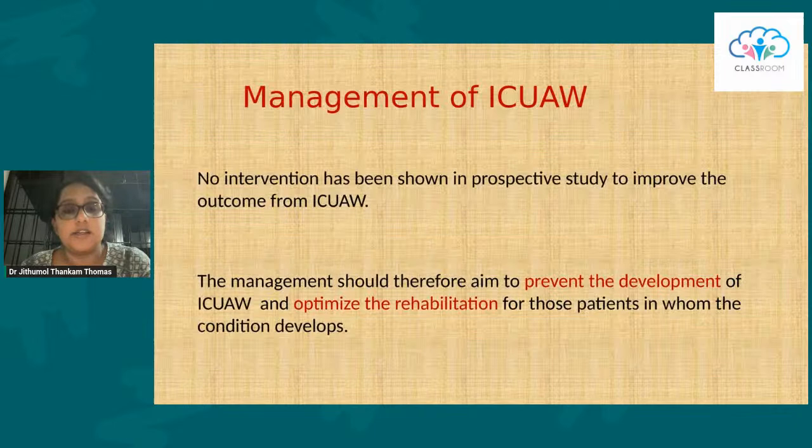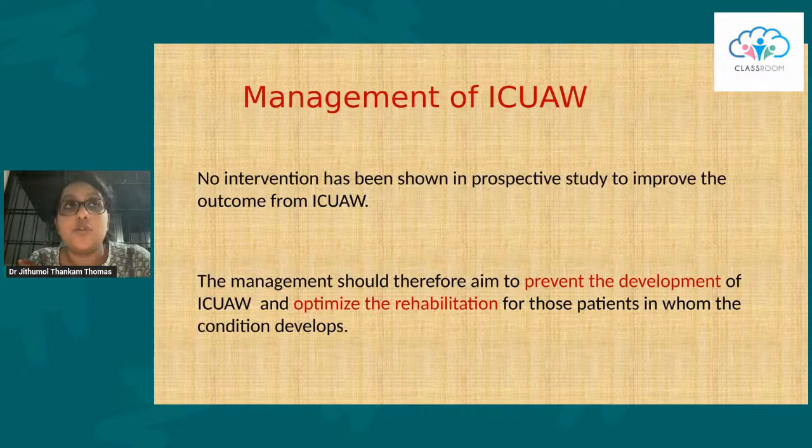So as I mentioned earlier, how do you manage ICU acquired weakness? As such, there is no intervention that has been shown to improve the outcome. The main treatment or goal is to prevent the development of ICU acquired weakness, identify risk factors and manage them in all critically ill patients, and optimize the rehabilitation for those patients in whom it has already developed. So it's basically prevention and rehabilitation.